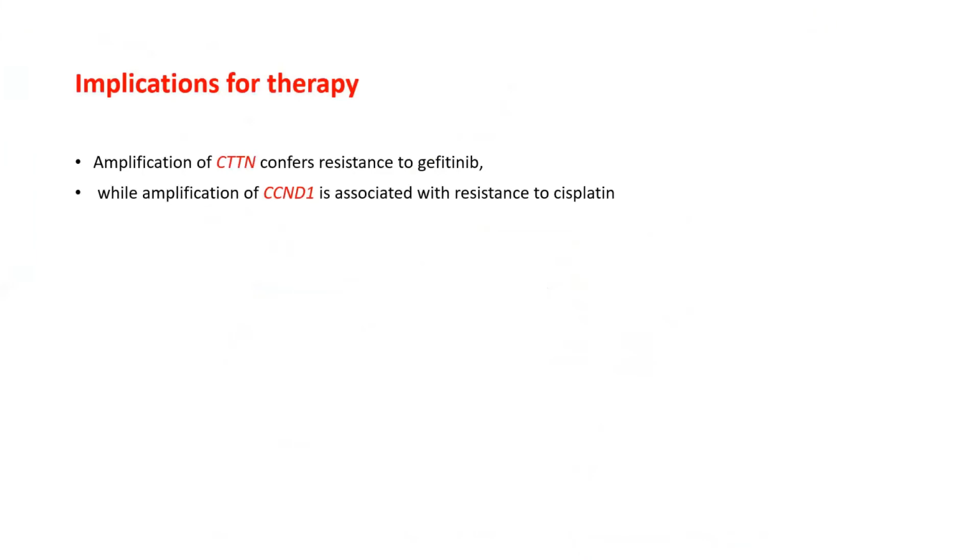Apart from this PD-L1 therapy, some mutations are responsible for resistance to some treatments, like CTTN mutation is responsible for resistance to gefitinib. CCND1 mutation is responsible for resistance to cisplatinum. So if we ask for NGS and the patient is not responding to cisplatinum and we get CCND1, we can predict that response to cisplatinum may not be good in this patient.